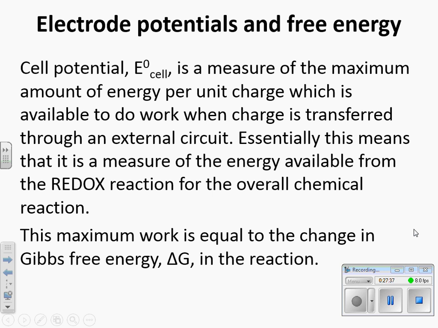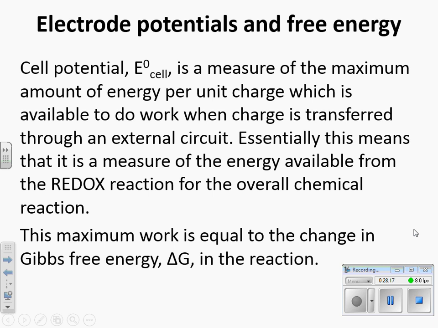So you've got these values for the electrode potential, which are just numbers, they're voltages, comparing the position of equilibrium in a metal with the position of equilibrium in hydrogen, using the electrode setup. But you can also define it as a measure of the maximum amount of energy per unit charge. Unit charge, you've got the electrons. They're negatively charged. So how much energy is in each one of those? That's available to do work when charge is transferred through an external circuit. All right, so that's a bit of a definition there.